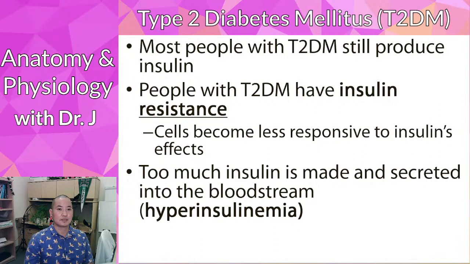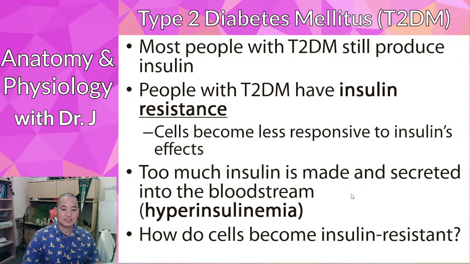So this is one big difference between type 1 and type 2 diabetes mellitus. In type 1 diabetes mellitus, you have a lack of insulin, but in type 2 diabetes mellitus, you typically see too much insulin in the blood. This condition is called hyperinsulinemia. Why? The body says, okay, insulin is not working correctly, maybe I'm not producing enough, let's produce more insulin.